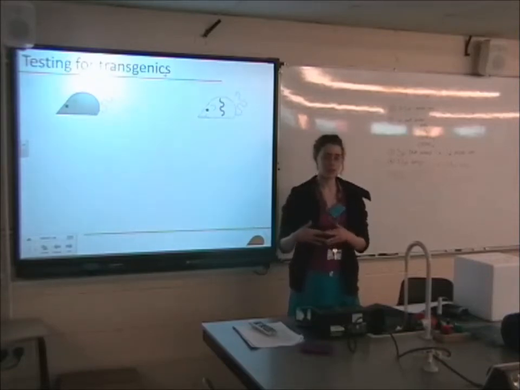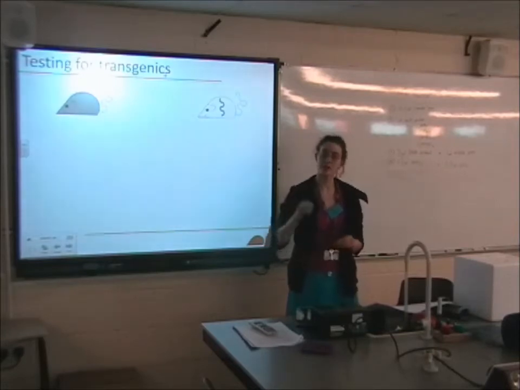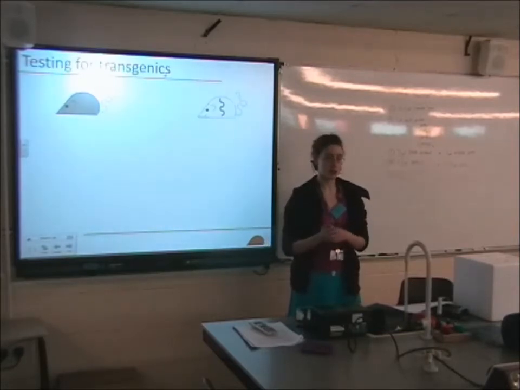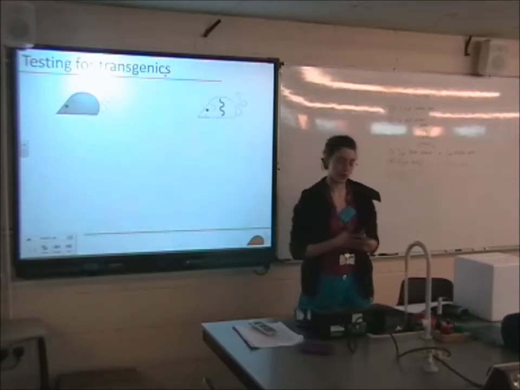So if the mouse is transgenic, we extract the DNA, we do a PCR on the DNA, we put in primers for the human APP. If the human APP is there, the primers bind, the PCR reaction happens, and we get a PCR product. However, if there's no APP gene, if the mouse is not transgenic, there's nothing for the primers to bind to, so we get no PCR reaction and we get no PCR product.